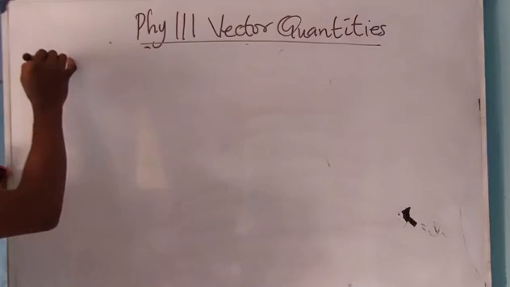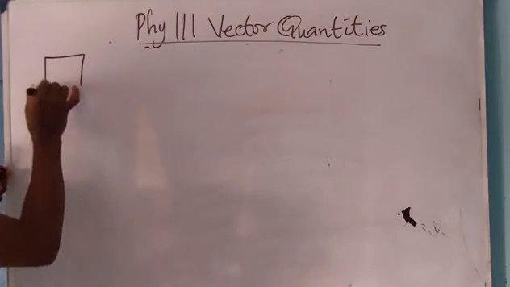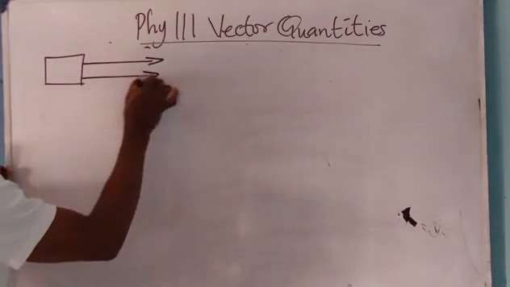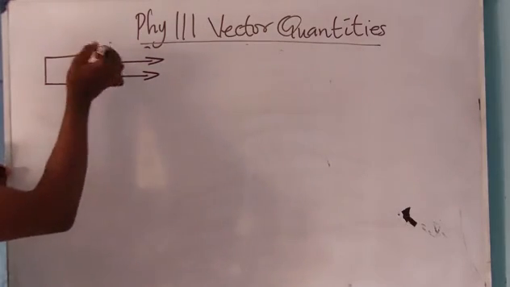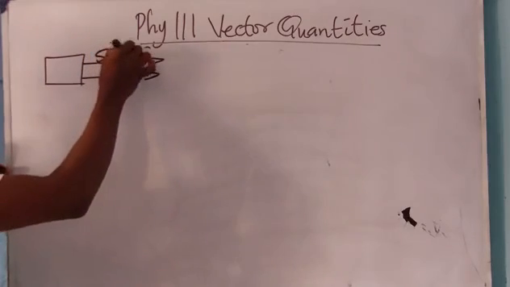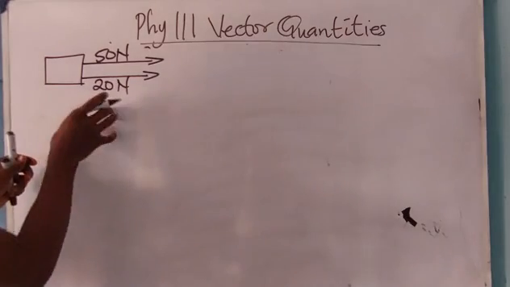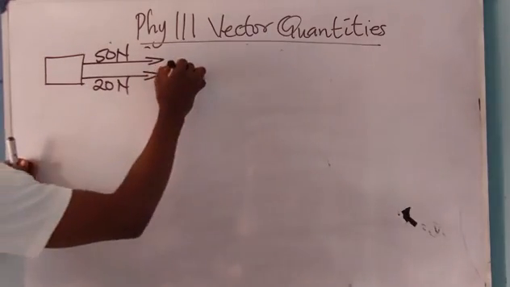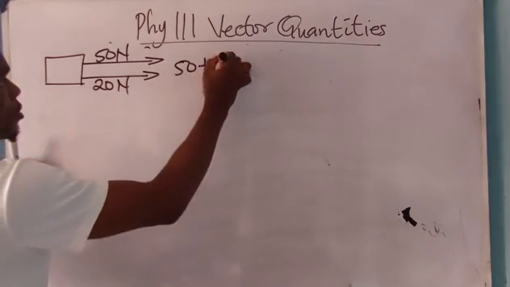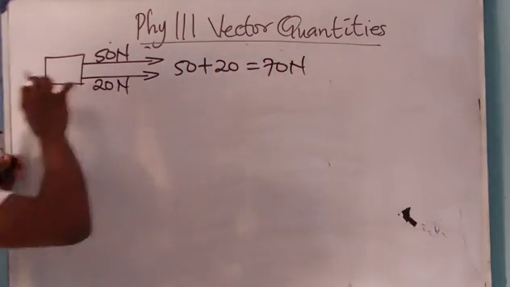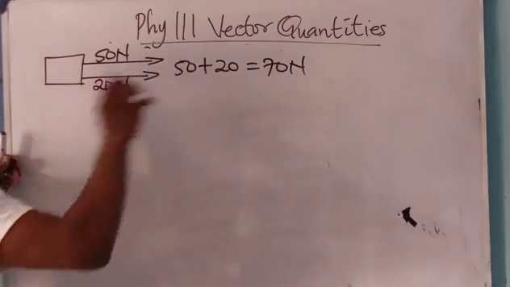If I have this mass and you have two vectors traveling towards this direction, if this is maybe 50 Newton and this is 20 Newton. All right. The resultant of these two forces is simply 50 plus what? 20, and that will give me what? 70 Newton, because they are traveling towards the same direction, which is what?